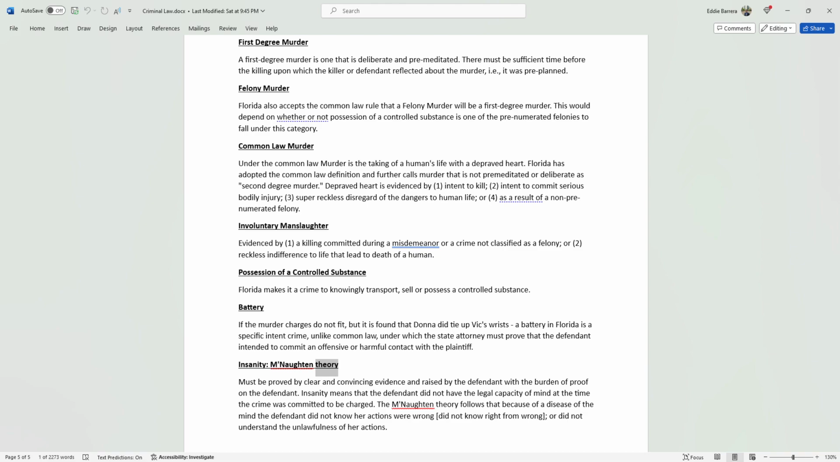Insanity, not guilty by reason of insanity. Must be proved by clear and convincing evidence and raised by the defendant with the burden of proof on the defendant. Insanity means that the defendant did not have the legal capacity of mind at the time the crime was committed to be charged. The defense follows that because of a disease of the mind the defendant did not know her actions were wrong, did not know right from wrong, or did not understand the unlawfulness of her actions.